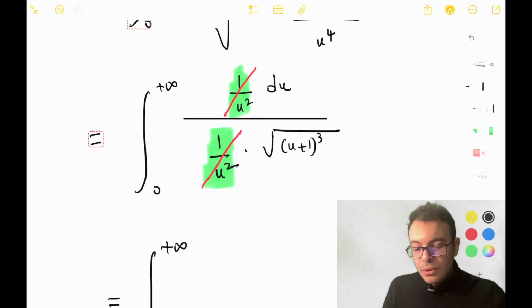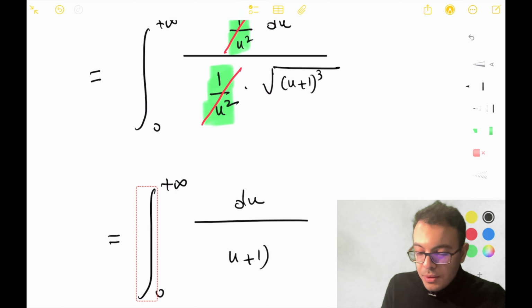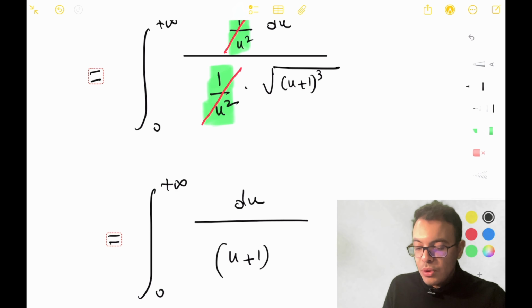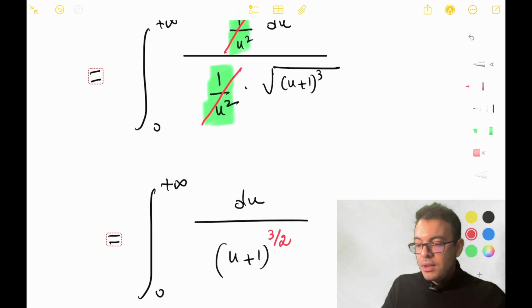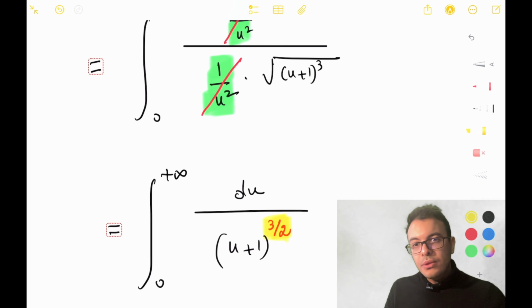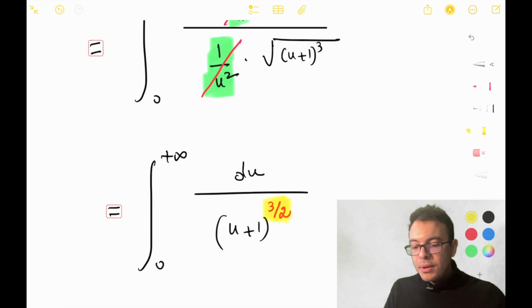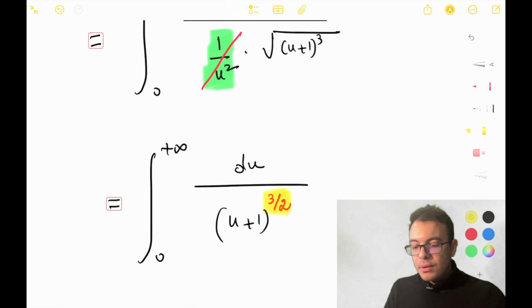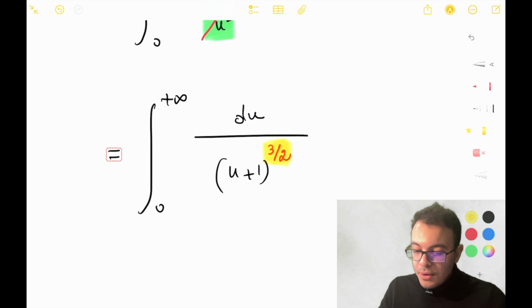And the integral we have is the following. The integral from 0 to plus infinity of du over the square root of (u plus 1) to the third power, and the square root is equivalent to having the power 1 over 2 here. So (u plus 1) to the third power, and all of it to the power 1 over 2. So perfect.